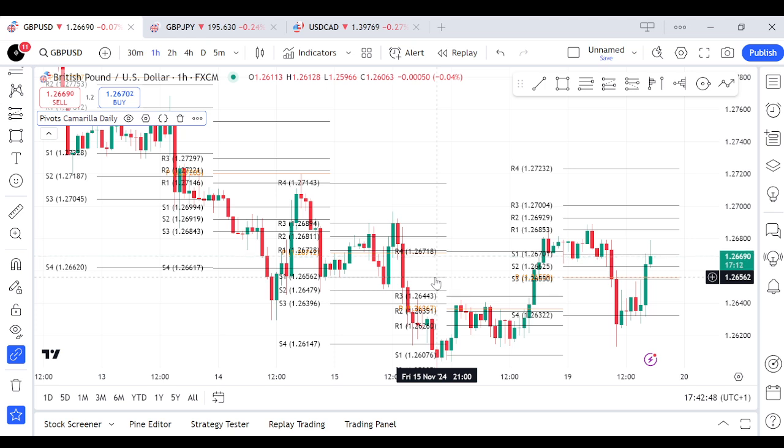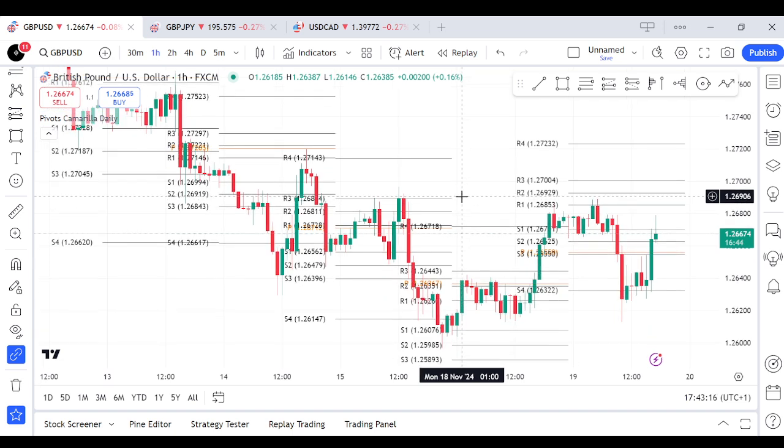So Camarilla pivot points are a set of technical levels which traders use to identify potential support and resistance areas in the market. These levels are calculated using the previous day's high, low, and close prices. So unlike traditional pivot points, which are more straightforward, Camarilla pivot points offer a more precise way to gauge where price reversals or breakouts might occur during the trading day.